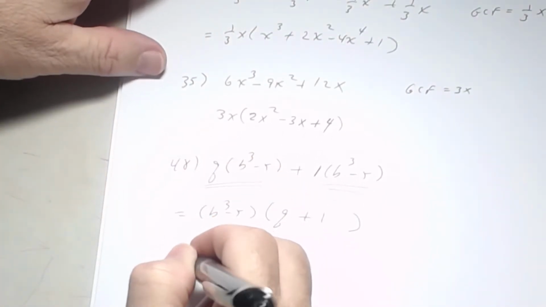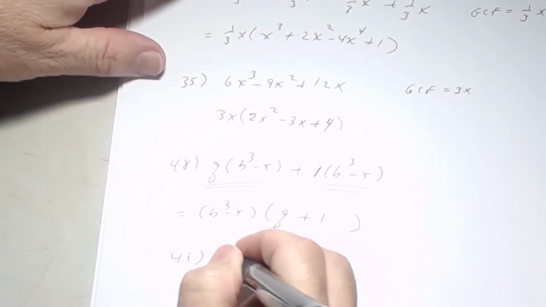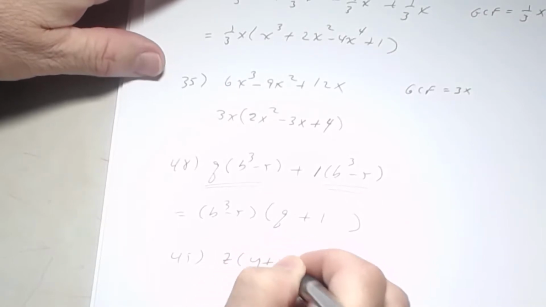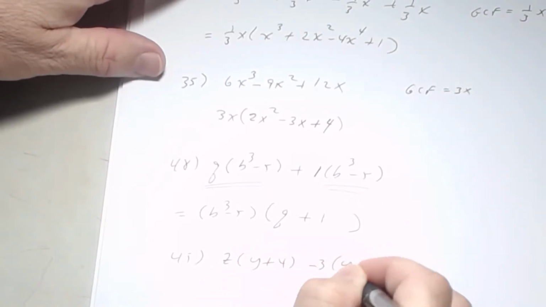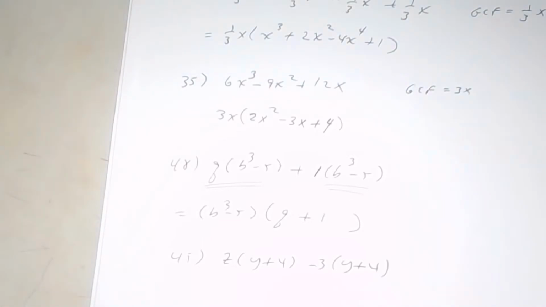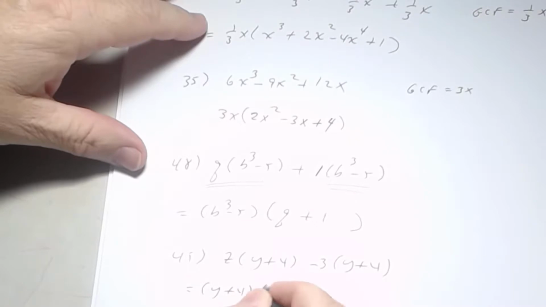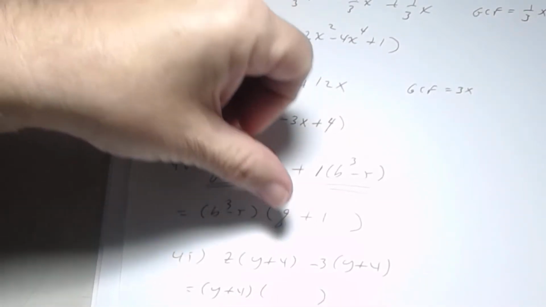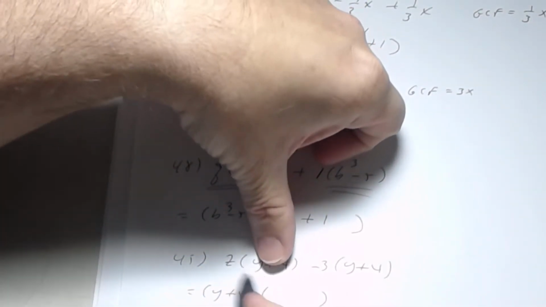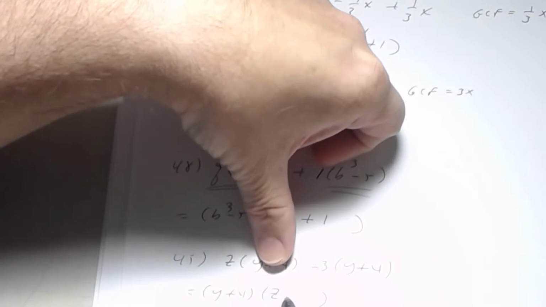45. You have z times y plus 4 minus 3 times y plus 4. Now again, that's taking us into grouping in a minute or so. The GCF is y plus 4. You've got to put it first. All right, so y plus 4 in parentheses times, then you have two things. The first one's going to be z, and minus 3.